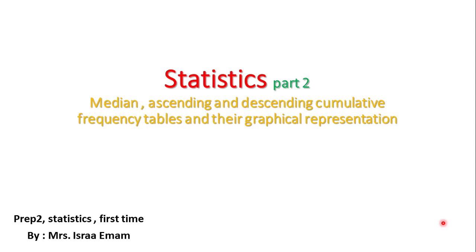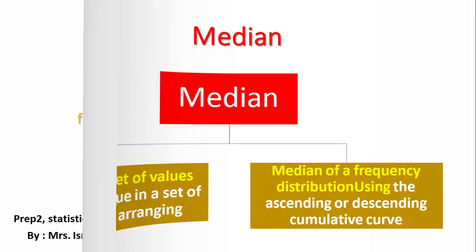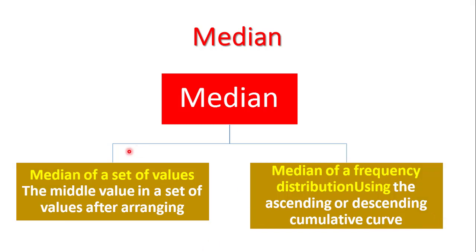We will talk about the median, how to calculate the median if you have a set of numbers and if you have a frequency table. At first, if you have a set of numbers or a set of values, in this case, you will arrange the values, then the number in the middle is the median. If you have a frequency table or a frequency distribution, in this case, you will use the ascending or descending cumulative curve. We will discuss each of them separately.